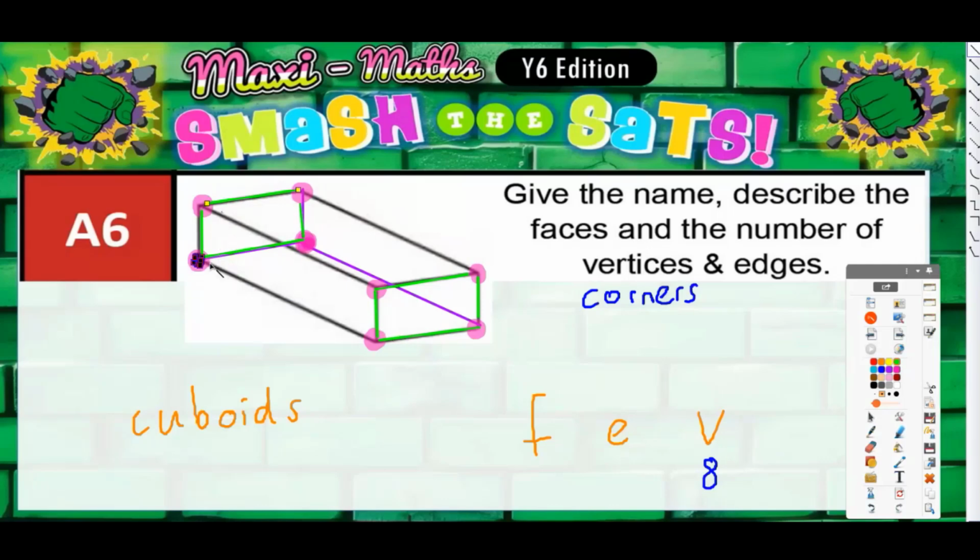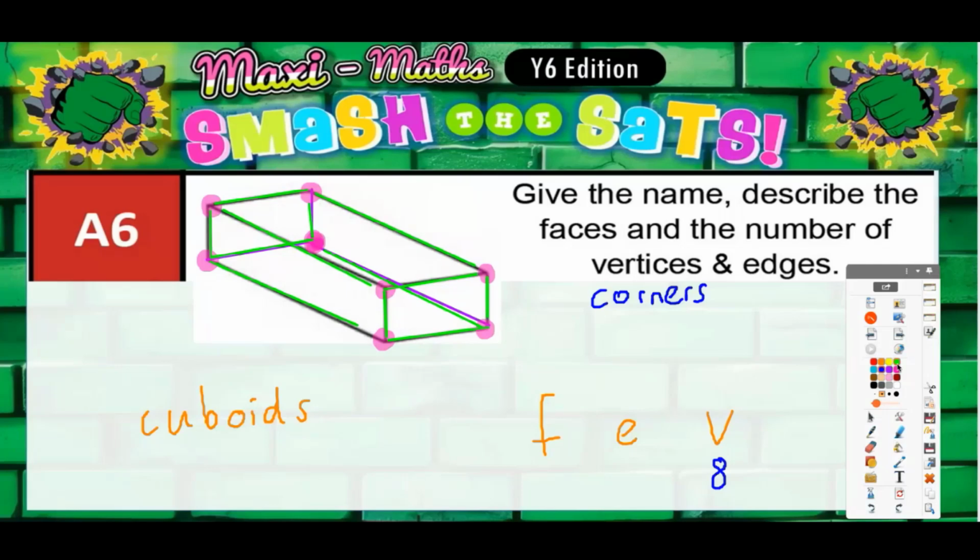So we're on 8. So we've got 9, 10, 11, 12. So that's 12 edges. 4 on the front, 4 on the back, and another 4 that connect the front to the back. So that's 12. And finally, the faces.